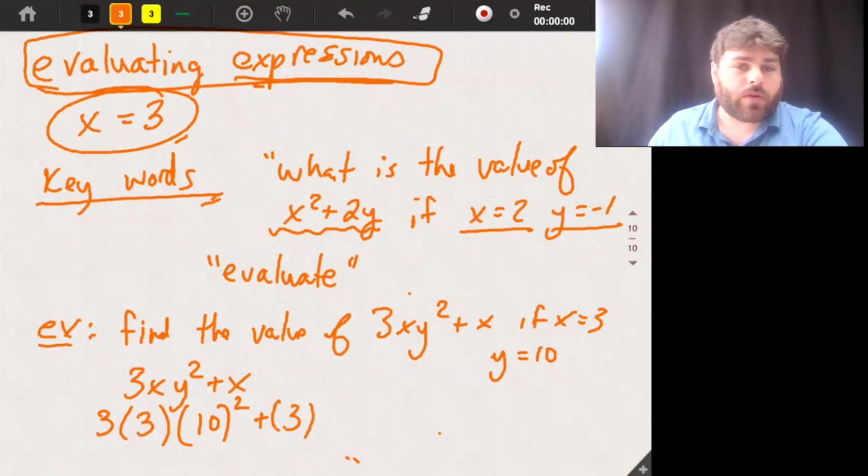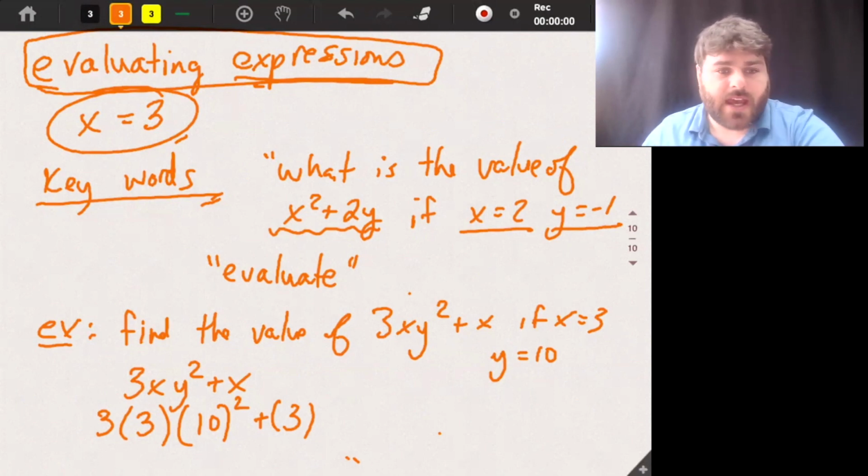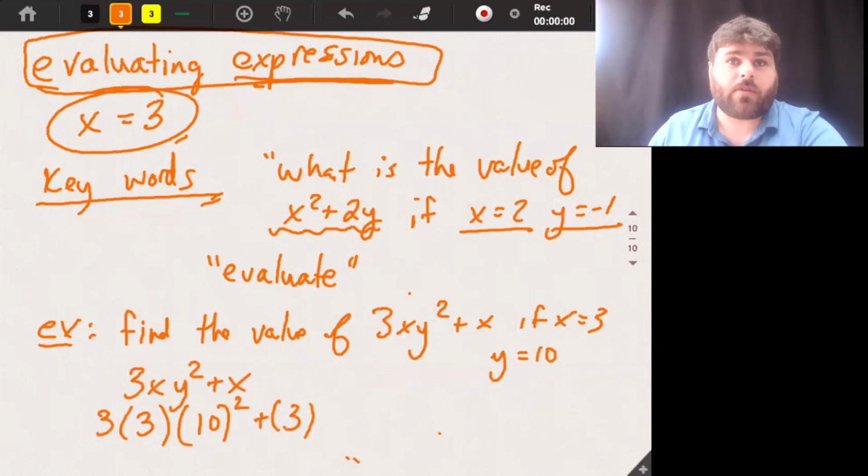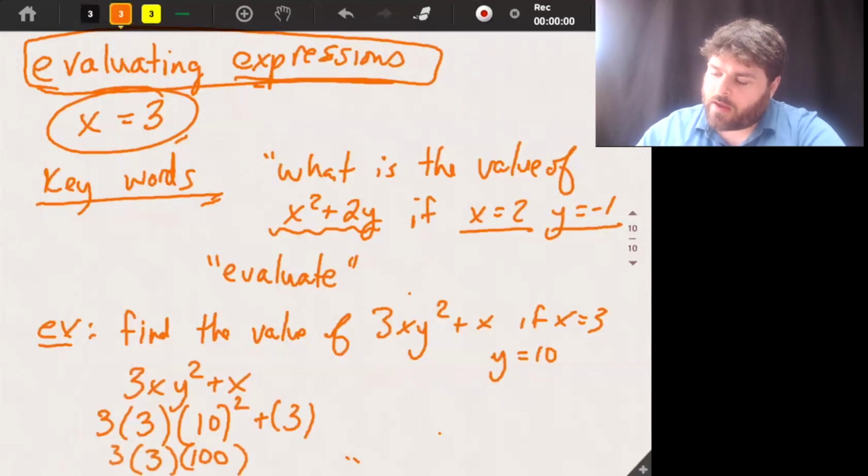Now, remember, when we're simplifying, we're living under the world of PEMDAS. So I need to be thinking parentheses first, exponents, multiplication, division, addition, subtraction, that order of operations, right? So the first thing I should do here is I should square the 10, okay? First thing, if you try to multiply 3 times 10, you'll get a number and then you square it, it's gonna be wrong because you're not following PEMDAS. So the first thing I should do is simplify that 10 squared, makes 100, okay?